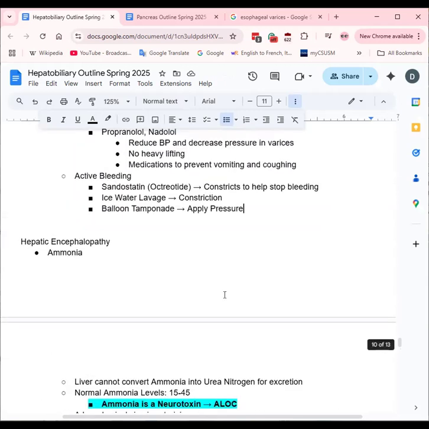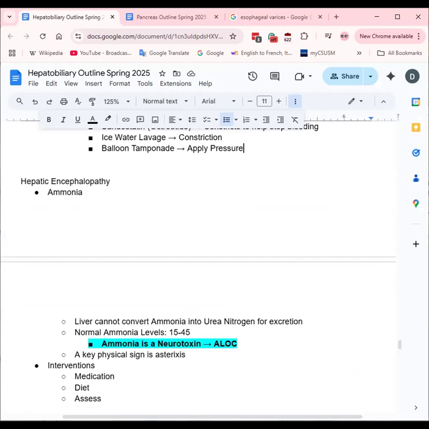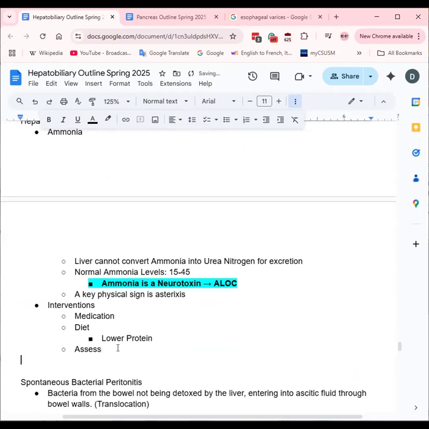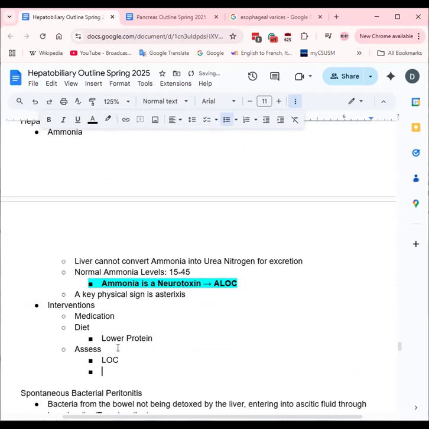We talked a lot about hepatic encephalopathy already. Like we mentioned, the diet should be lower in protein intake because of how protein gets broken down to ammonia. We talked about level of consciousness, we talked about asterixis, and now we're going to talk about the medication.